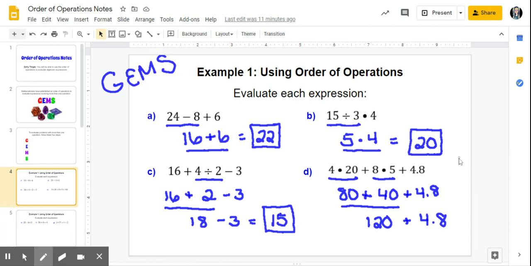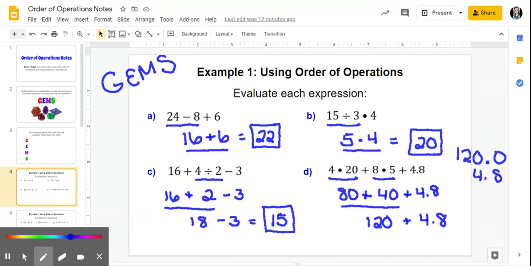And when I'm adding these two together, remember, 120 really has an invisible 0.0 at the end. And 4.8, of course, already has a decimal. When you're adding with decimals, you must line up your decimal points. So now if I add straight down, I get 124.8. So my final answer is 124.8.